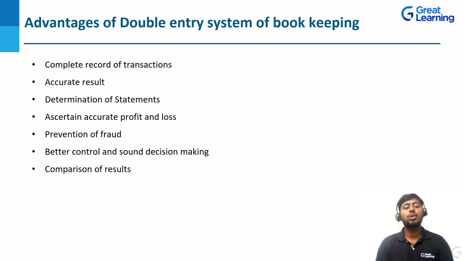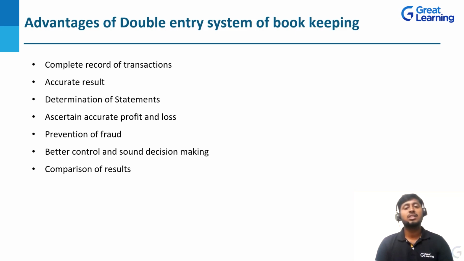So for that we are going to record all the transactions, so we will get accurate results also. So next, determination of statements. Once we have done the statement, whether it may be income statement, profit and loss account, or financial statement, we can cross verify with this double entry system of bookkeeping.